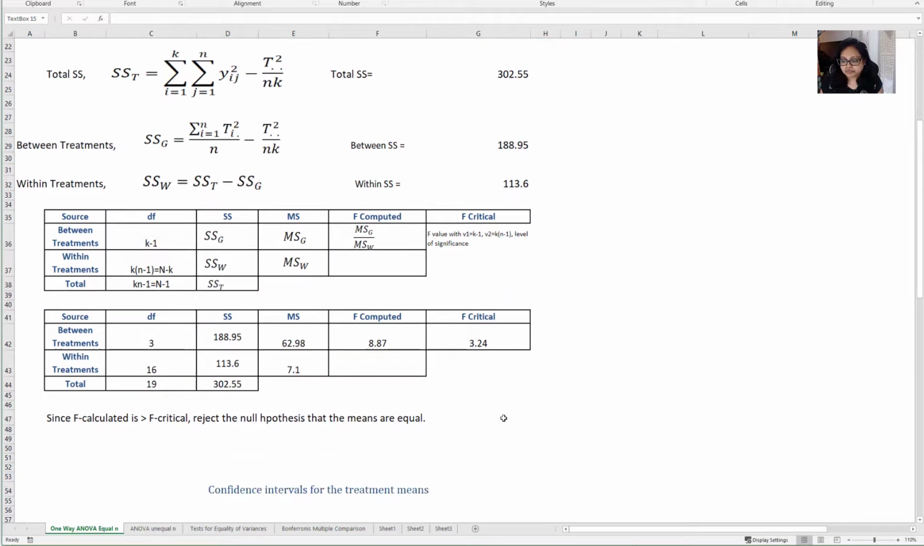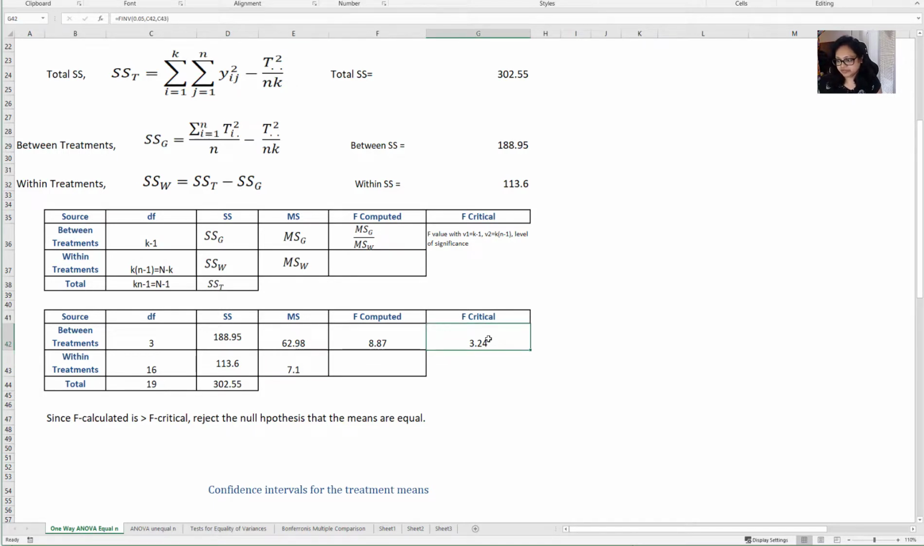Okay, this one is easier, so you can see how I calculated them. I took the degrees of freedom for them, so you can just add these values. We calculated them before, and then 188 divided by 3, 113 divided by 16, that's how I got them. F computed would be 62.98 divided by 77.1.